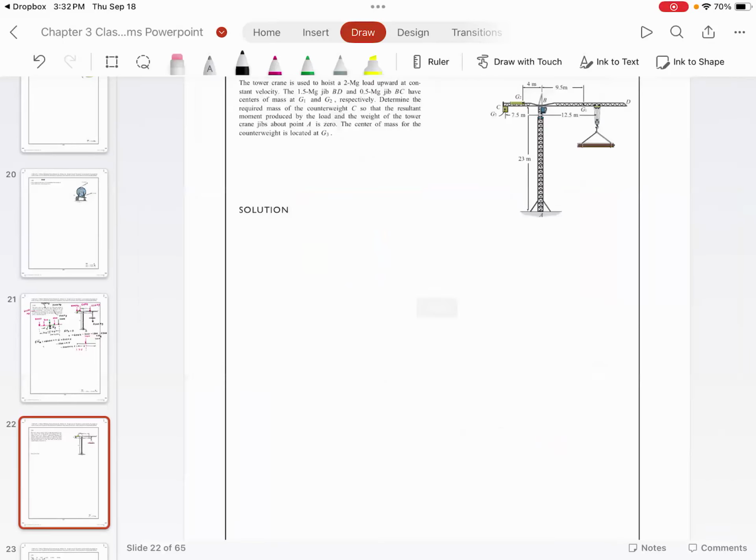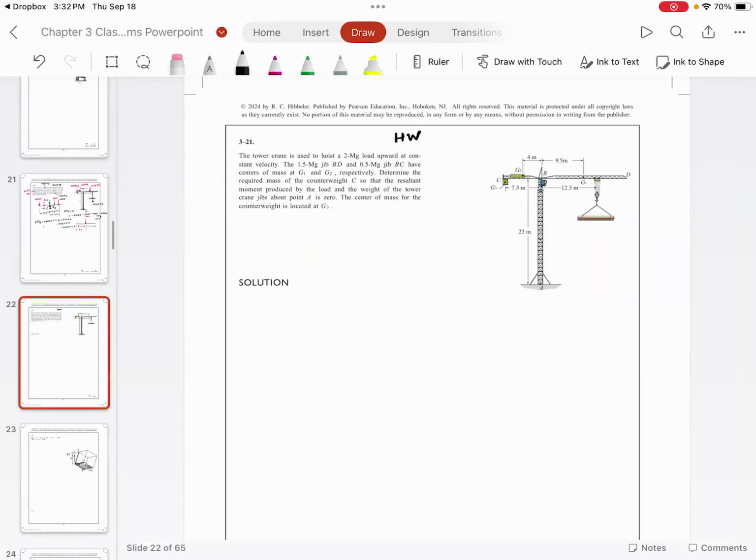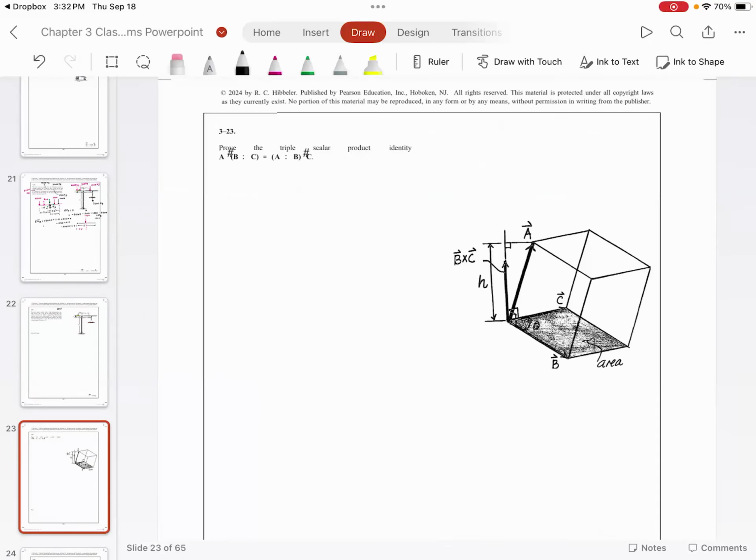This problem is exactly similar to the problem that I have solved. So this is going to give me a homework problem, 321. Okay, this is an interesting problem. So what this is saying is A dot B cross C is equal to A cross B dot C.